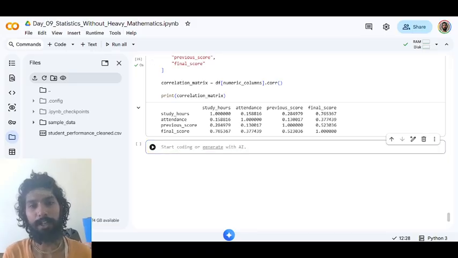The diagonal values are always 1 because each variable is perfectly correlated with itself. The other values show relationships between pairs of variables. For example, the cell connecting previous score and final score tells us how strongly those two columns move together.